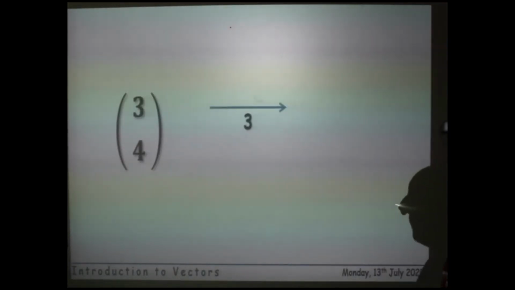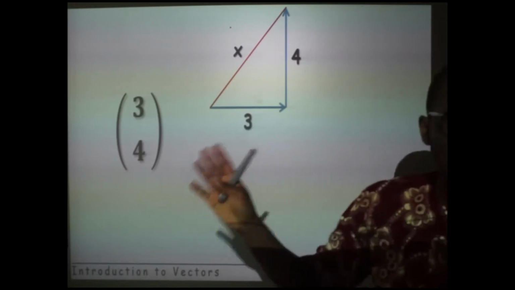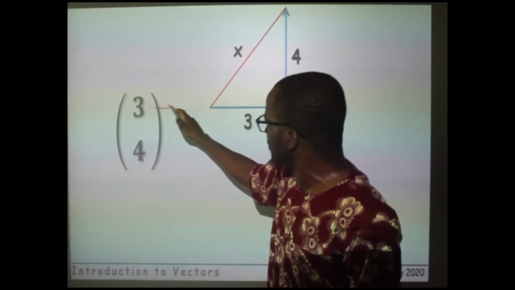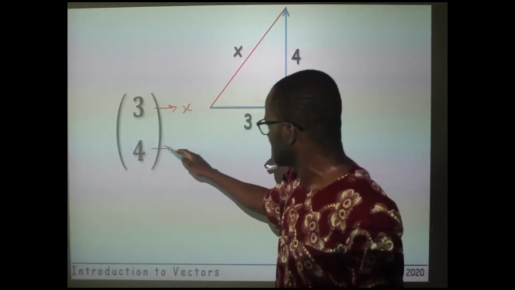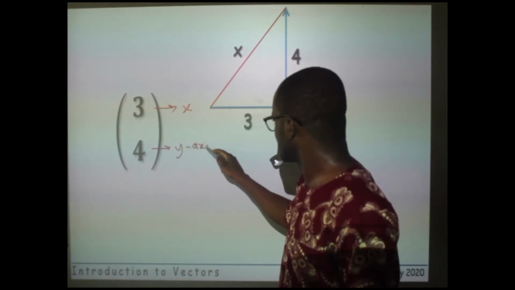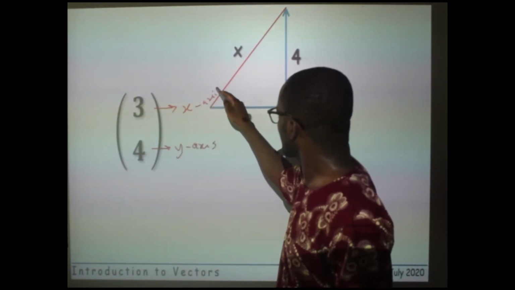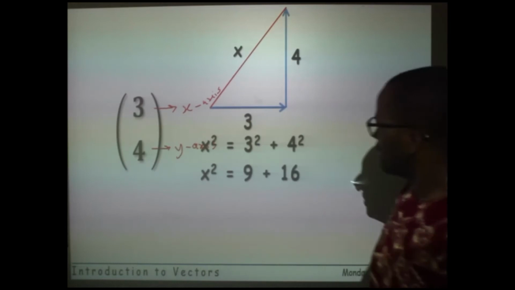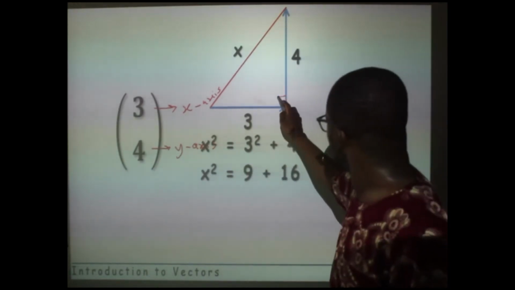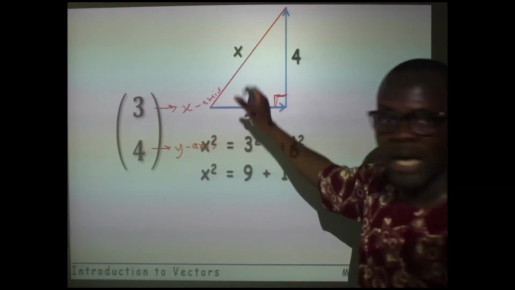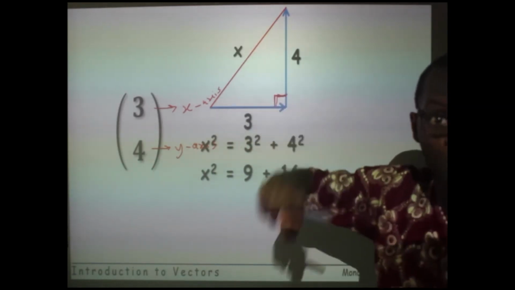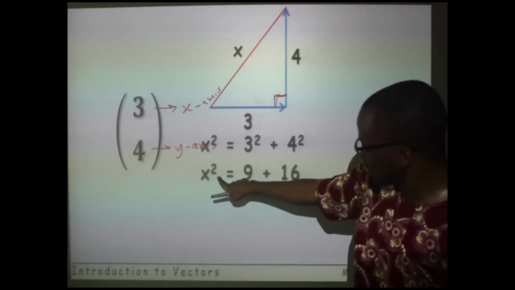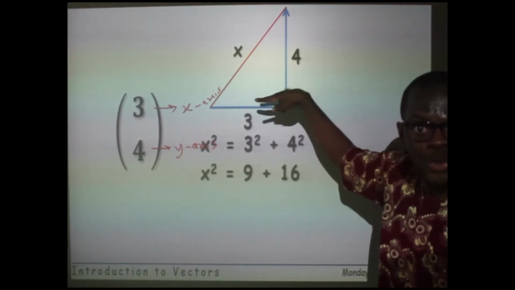Next up, now, like I said, when you have a vector and you've got components given, that is a component in the x-axis, and this component in the y-axis. And when you combine the two to get x, you simply use the Pythagoras theorem. Remember the Pythagoras theorem? The square of the longest side is always equal to the sum of the squares of the two other sides. So the longest side here is x. So the square of x is equal to the sum of the squares of the two other sides.